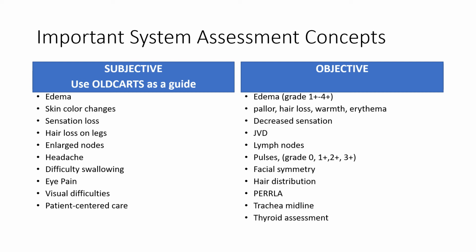We want to be able to grade our pulses. They're graded from 0 to 3+. If you can't feel a pulse, then that's when you would use a Doppler, and we'll be able to practice with Dopplers in lab. We want to look at facial symmetry and also hair distribution, PERRLA, pupils equal, round, reactive to light and accommodation, and we can check those with our pen lights. We want to make sure the trachea is midline, and we want to know how to do a thyroid assessment. And all this information is in your lectures and also the ATI videos.